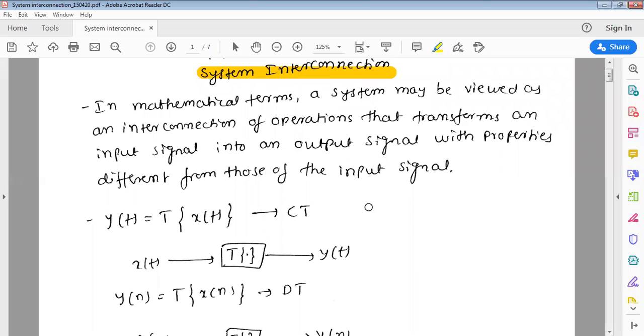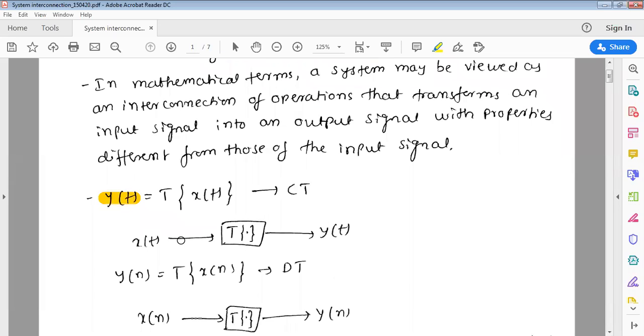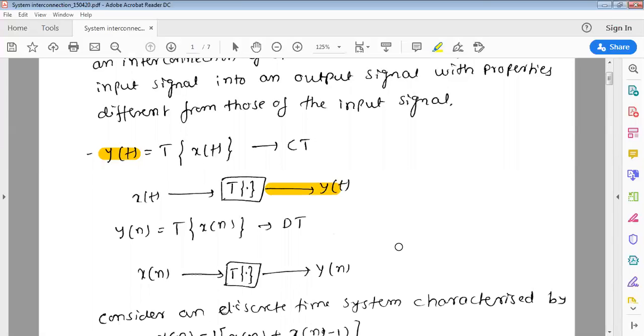So I will represent the output of any system, y of t, as T of x of t, for continuous time systems. Here x of t is the input. A system is defined by the transfer function T of dot, which will be given to you, that transforms an x of t into y of t. Y of t may be simply the amplified part of x of t, or simply the attenuated part of x of t. That's a simple example.